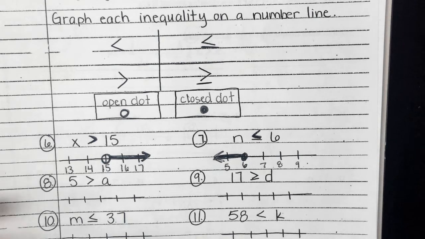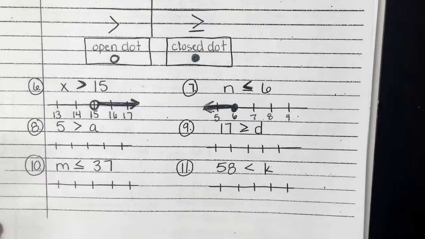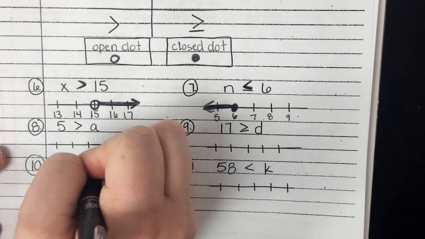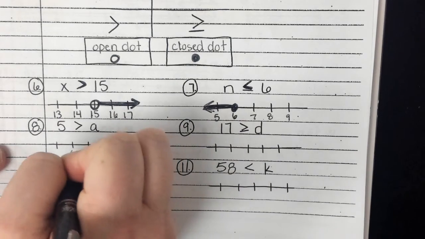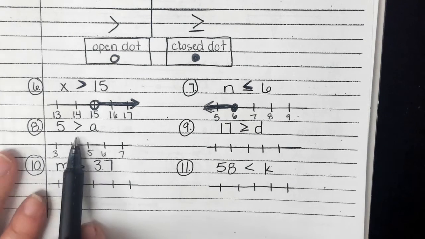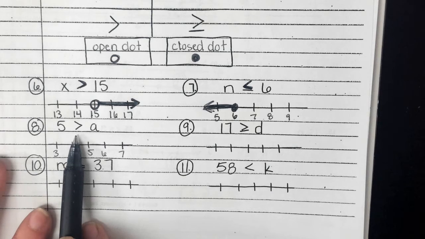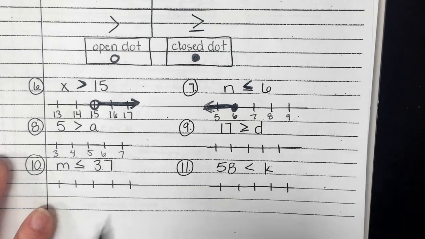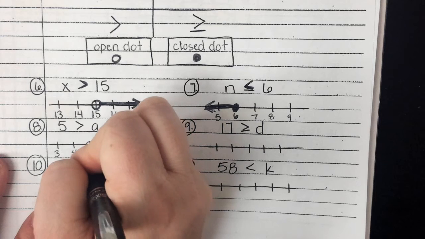Let's look at number 8. Let's fill in our numbers. So 5, 6, 7, 4, and 3. What type of dot do I need here, Morgan? Open dot or a closed dot? An open. It does not have the bar, so we're going to leave that open.